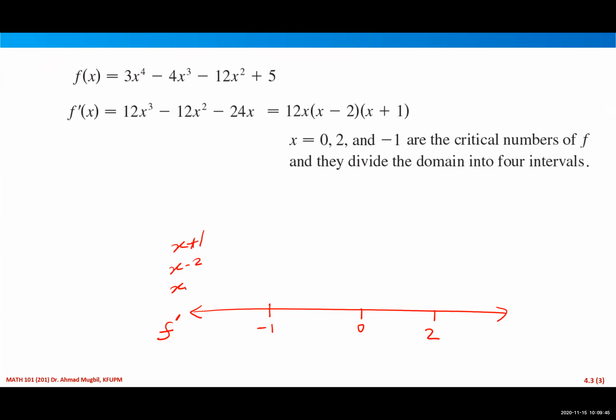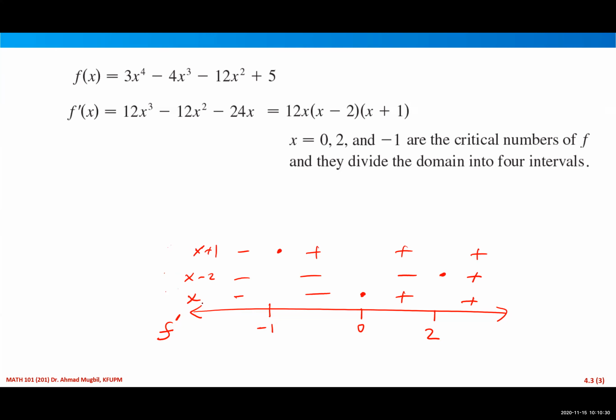Now for x, where is the zero of x, Shabab? It is 0 here. Am I right? Yes. After 0, x will be positive. Before that, it will be negative. Now look at x minus 2. Where is it 0? It is 0 here. After that, it will be positive. Before that, it will be negative. Now x plus 1 is 0 here. Before that, it will be negative. After that, it will be positive.